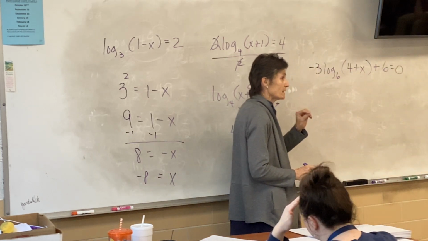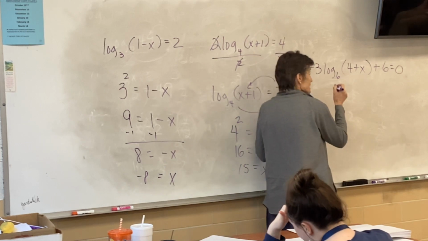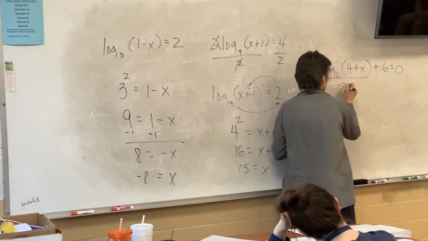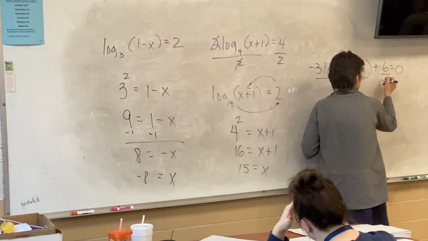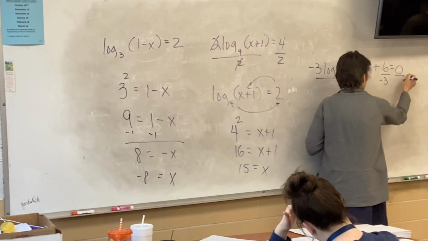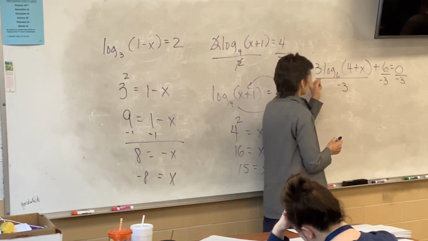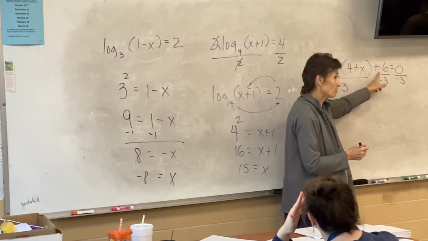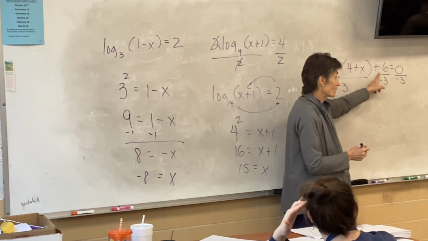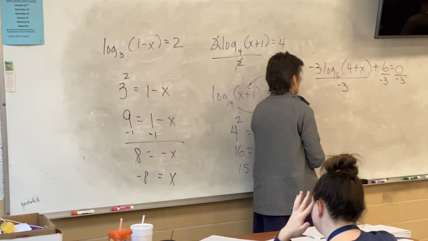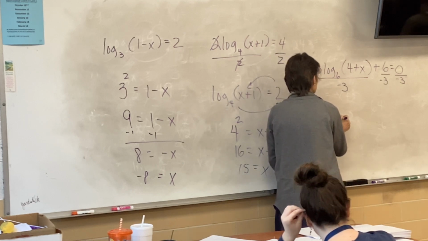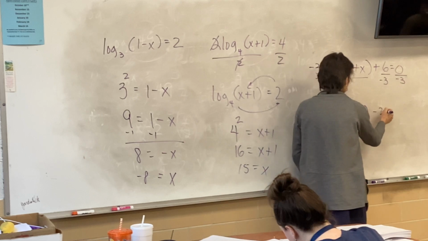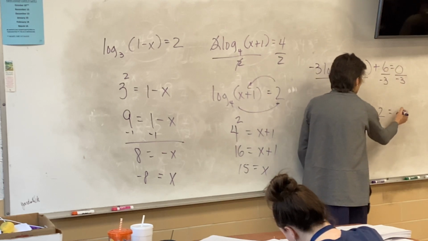That's a little tricky because you have to divide each term of the problem. So we're gonna divide this by negative 3. We're gonna divide this by negative 3. And we're going to divide this by negative 3. So this is all one term, but this is separate because of the plus, and of course that's the other side. So we have log base 6 of (4 plus x), minus 2 equals 0.